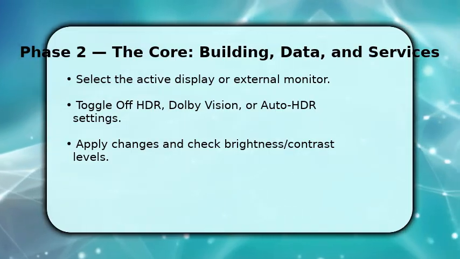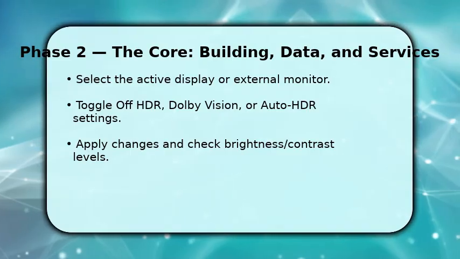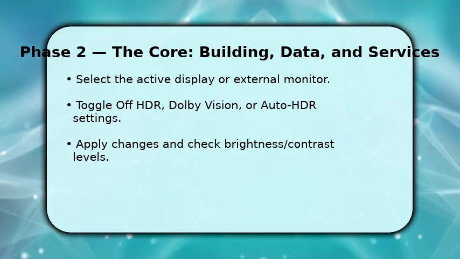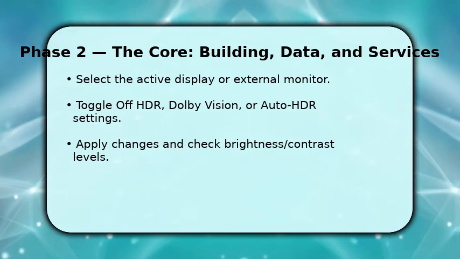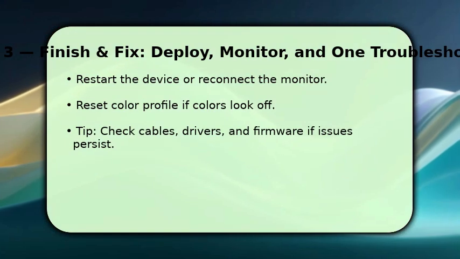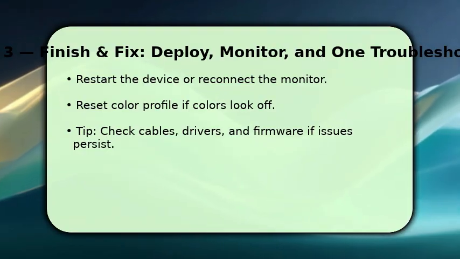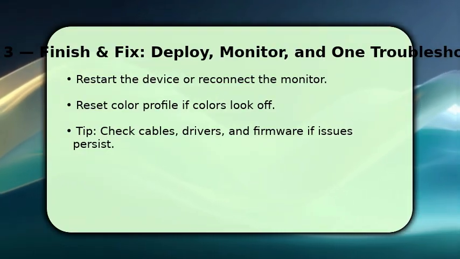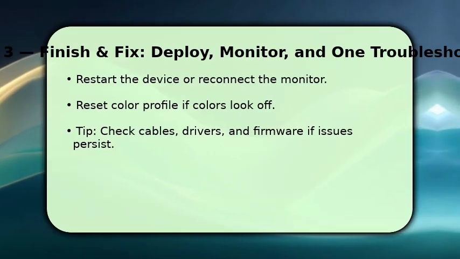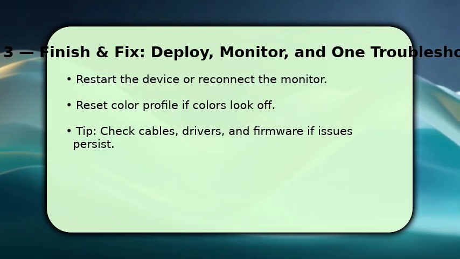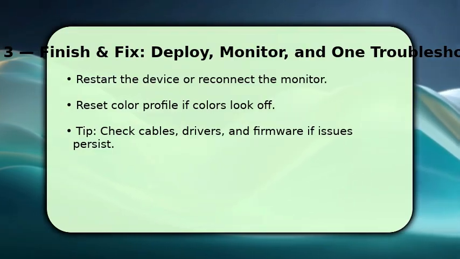Make sure to inspect brightness and contrast, because disabling HDR can alter them. You finish by restarting the device or reconnecting the external monitor to ensure the setting persists across sessions. Then, reset or choose a standard color profile if colors or gamma seem wrong. This restores consistent output.